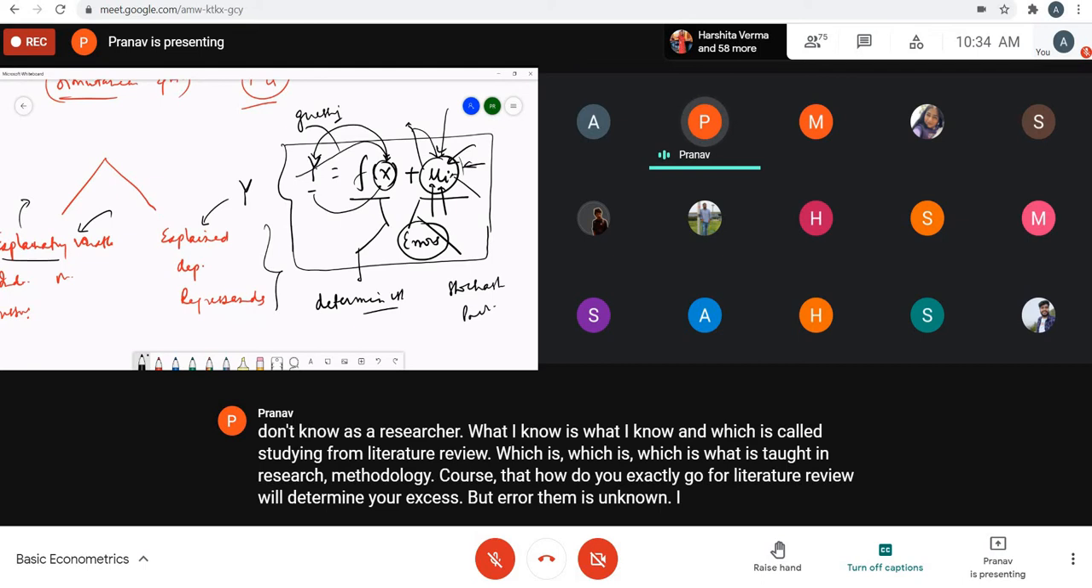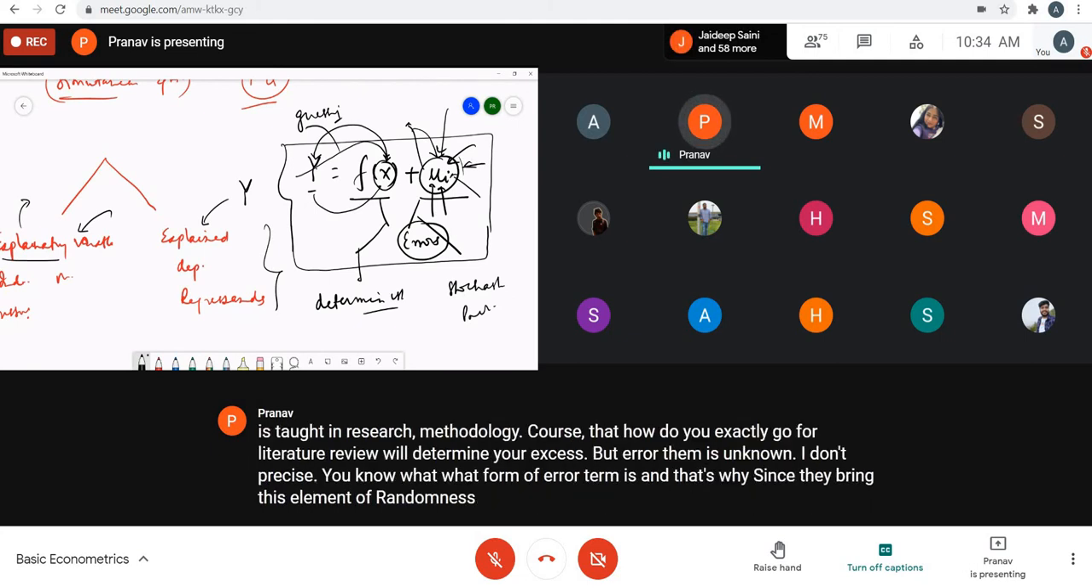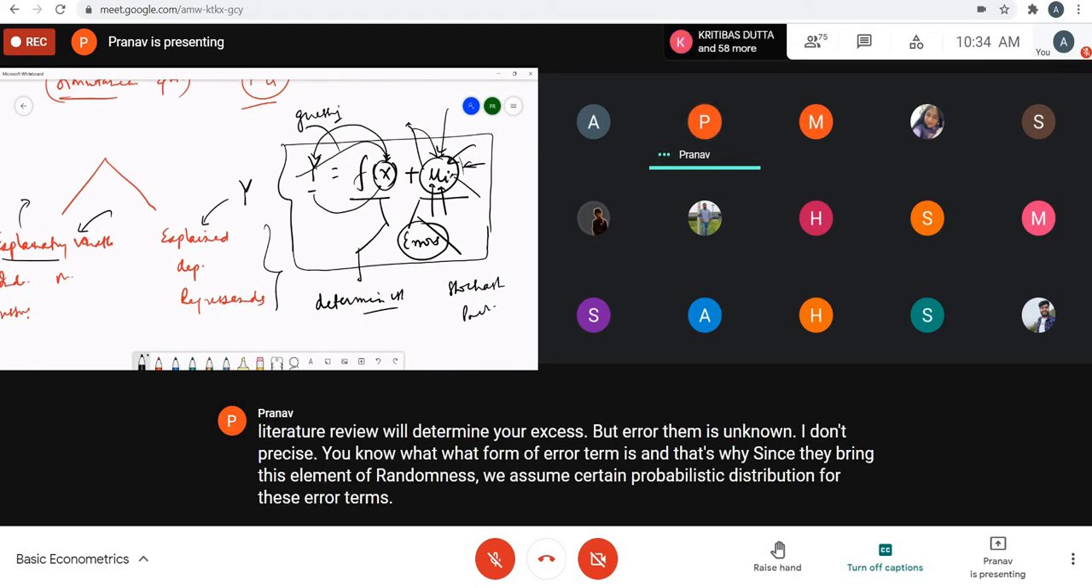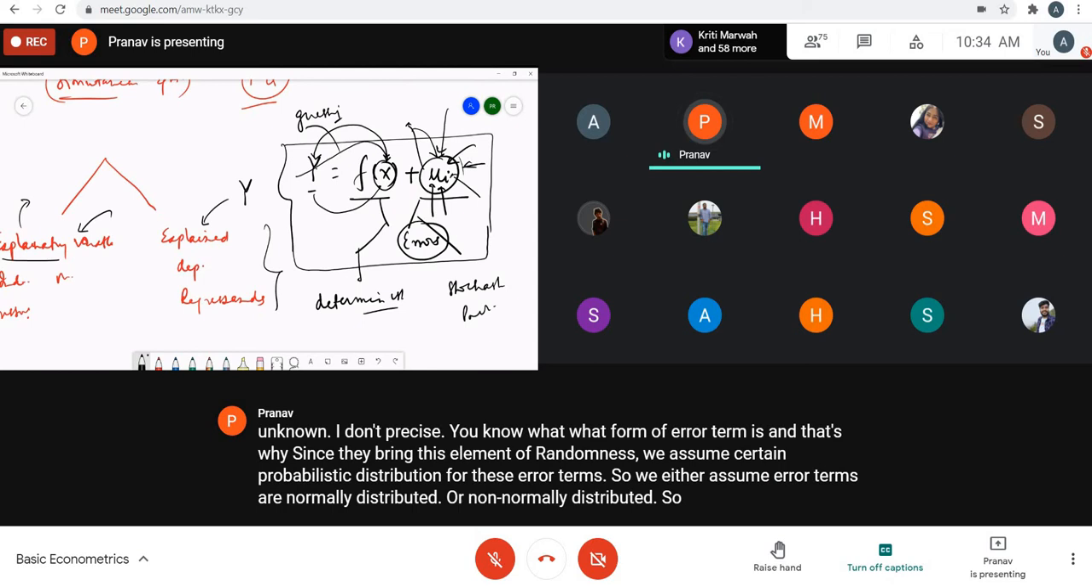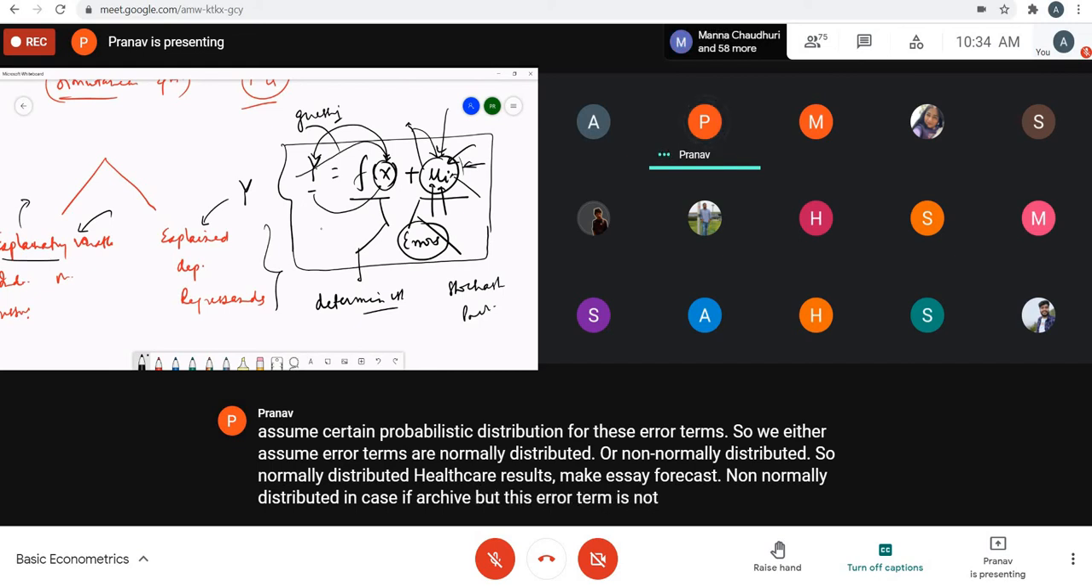I don't precisely know what form the error term takes, and that's why, since they bring this element of randomness, we assume a certain probabilistic distribution for these error terms. So we either assume error terms are normally distributed or non-normally distributed. If normally distributed, how will your results differ, and if non-normally distributed, how will they differ. But this error term is not known. Is that clear? Yes, sir.